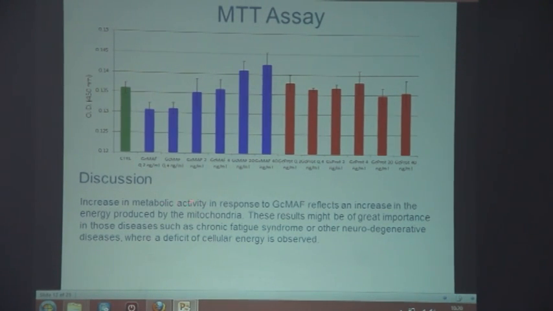The increase in metabolic activity in response to Gcmaf reflects an increase in the energy produced by the mitochondria. These results might be of great importance in those diseases such as chronic fatigue syndrome or other neurodegenerative diseases where a deficit of cellular energy is observed.